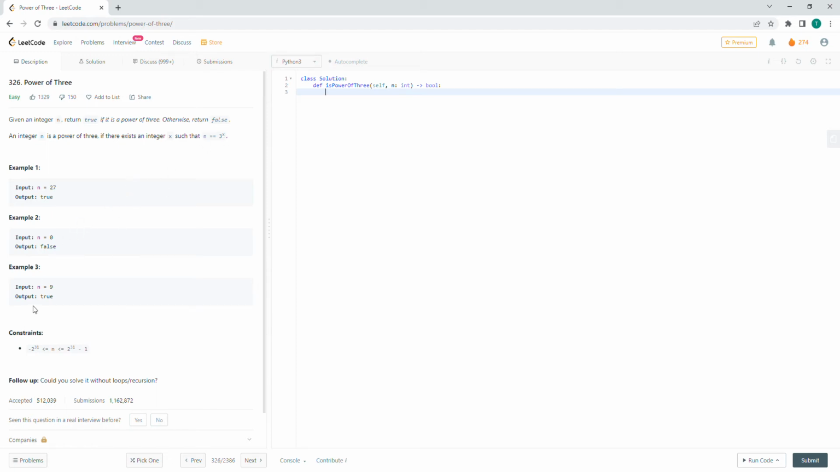For example 3 here, we have n is equal to 9. Is there any power of 3 that would make 9? The answer is yes, or true. Because 3 to the power of 2, where x is equal to 2, gives n equal to 9.